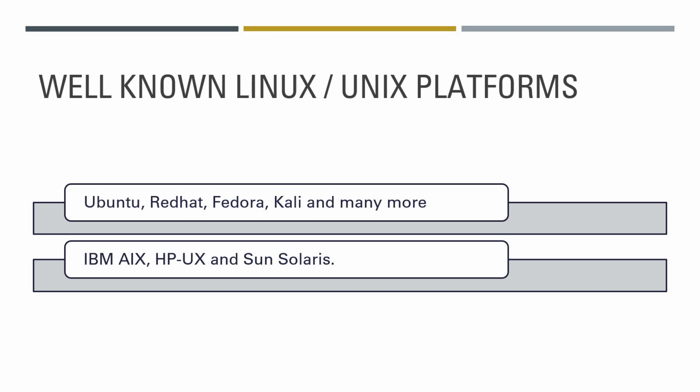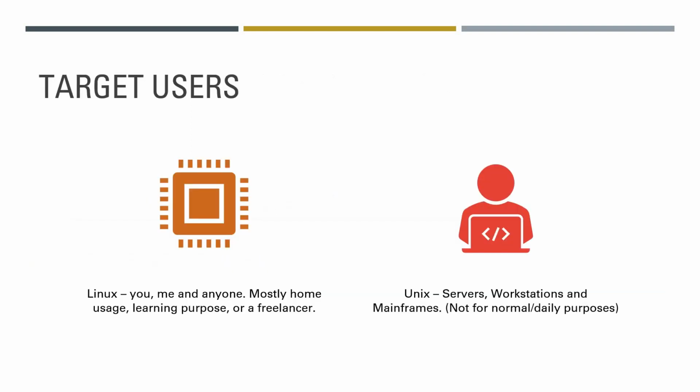And what are the well-known Unix and Linux platforms? When you talk about Linux platforms, Ubuntu, Red Hat, Fedora, Kali, these are all the most common and most famous Linux platforms. And Ubuntu among all these has taken an edge. It's better out of all the available platforms. On the other hand, when you come to Unix, IBM AIX, HP-UX and Sun Solaris are the most commonly used Unix platforms.